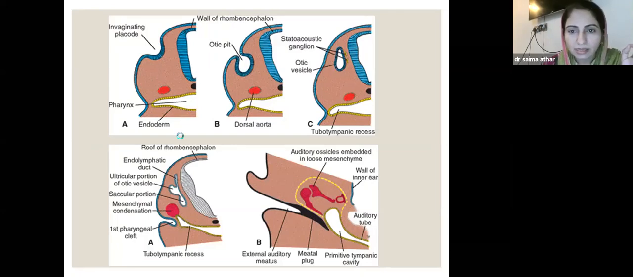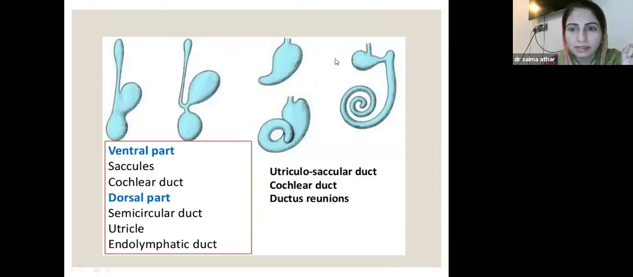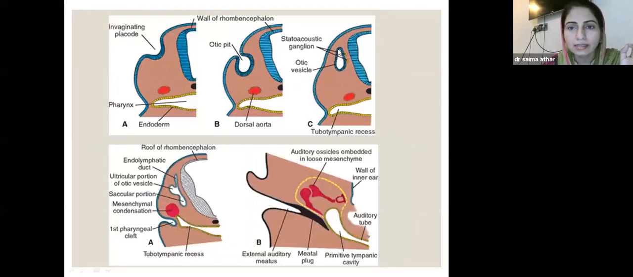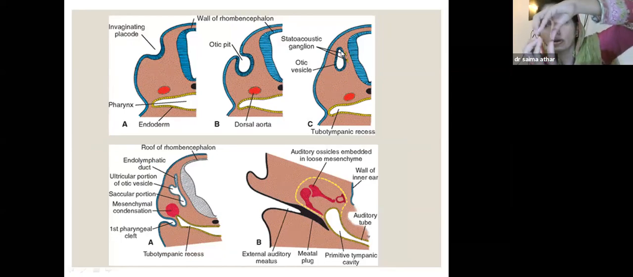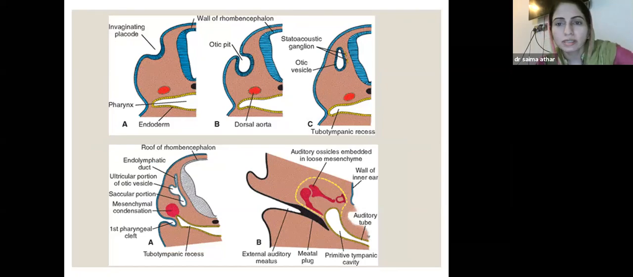Now when this otic vesicle develops, this is the circular structure, and this is surrounded by this pinkish colored structure, which is all mesenchyme. So it is developing within the mesenchyme. Now when this otic vesicle is formed, then slowly and gradually it elongates, and forms one ventral portion and one dorsal portion. This is the ventral portion and this is the dorsal portion which is going behind.